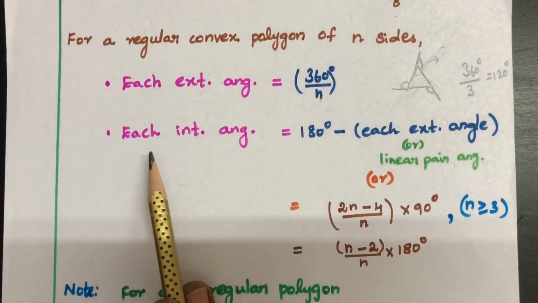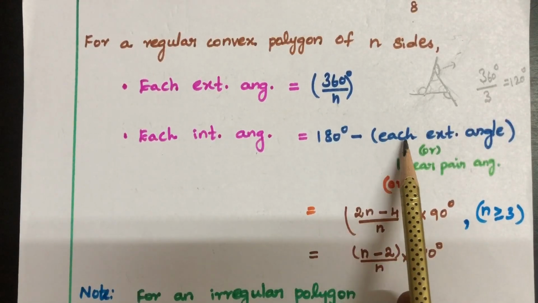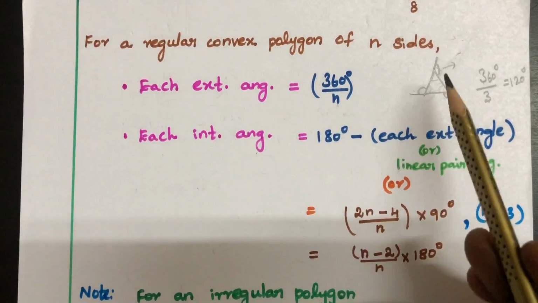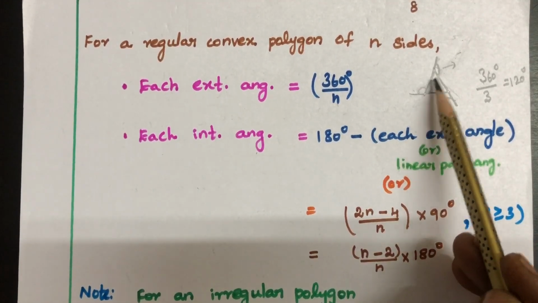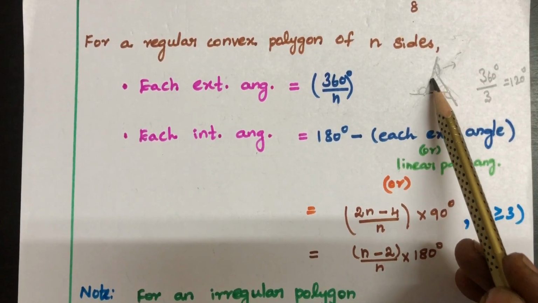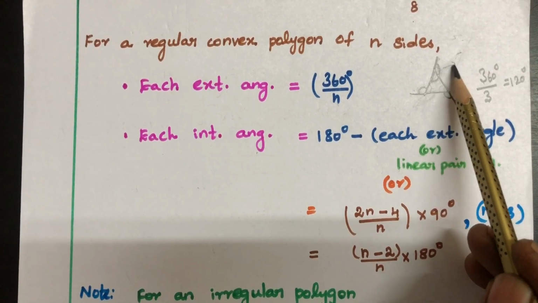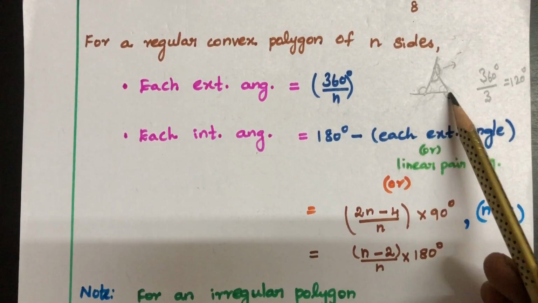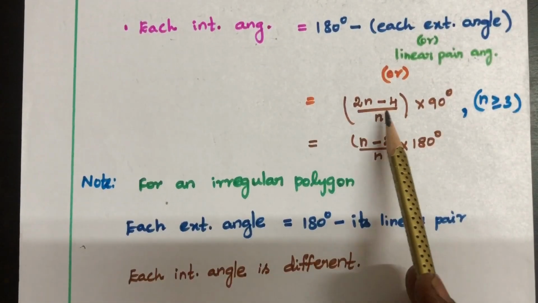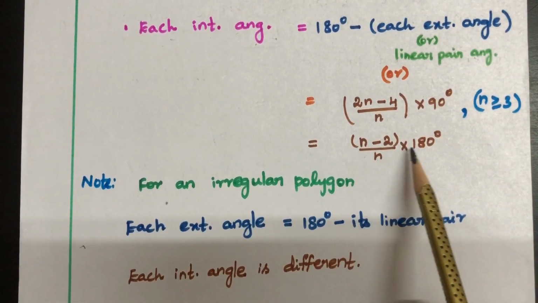Okay. Now, each interior angle is equal to 180 degrees minus each exterior angle, or linear pair angle. That's all. Each interior angle always forms a linear pair with the exterior angle. So, this is always 180 degrees. This full angle is 180 degrees. If you subtract the exterior angle from 180 degrees, you will get each interior angle or linear pair angle. Otherwise, (2n minus 4) divided by n into 90 degrees, or (n minus 2) by n into 180 degrees.